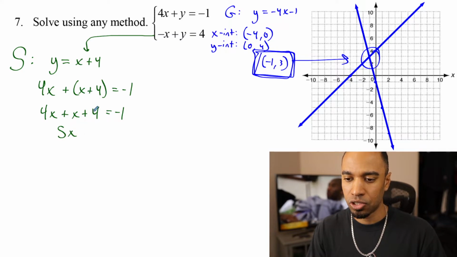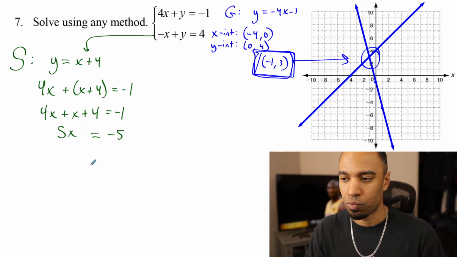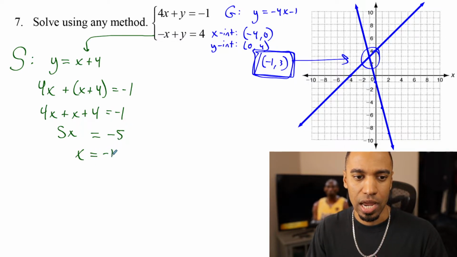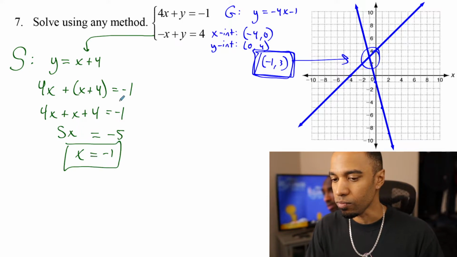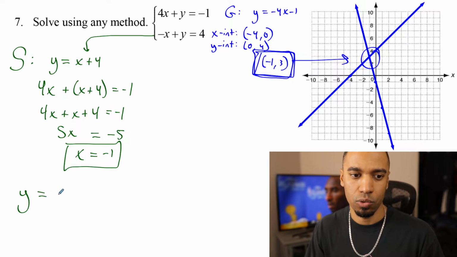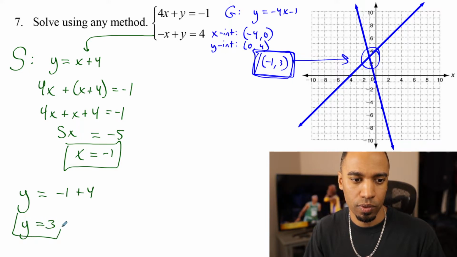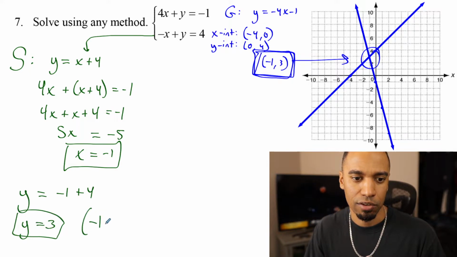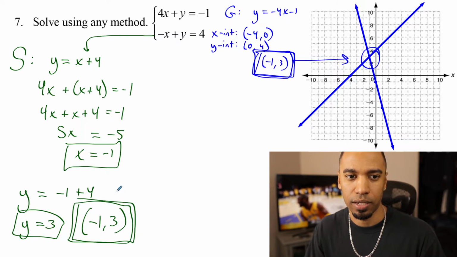4x plus x is 5x. If I subtract 4 from both sides, I'm going to get negative 5 on this side. We get x equals negative 1, which aptly fits the previous problem that I did there. Now let's solve for y here. Let's go ahead and put it in that equation right there. Y equals negative 1 plus 4, negative 1 for x, and y equals positive 3. So once again, I get the solution set negative 1 comma 3 using substitution. Very nice method to be choosing right there.